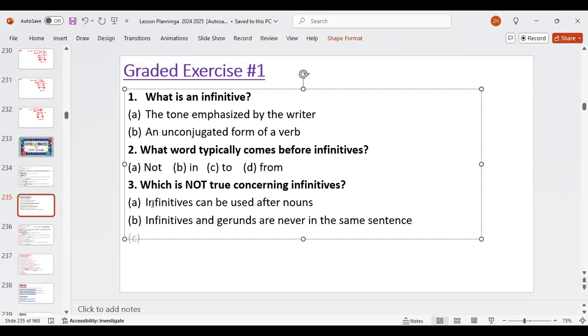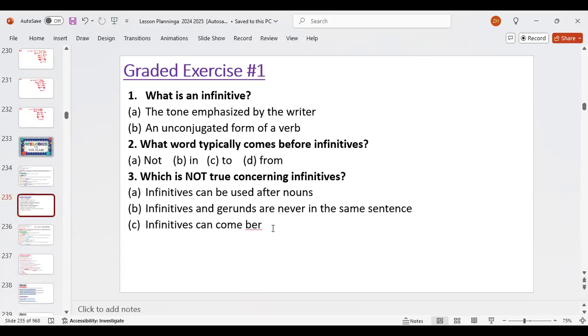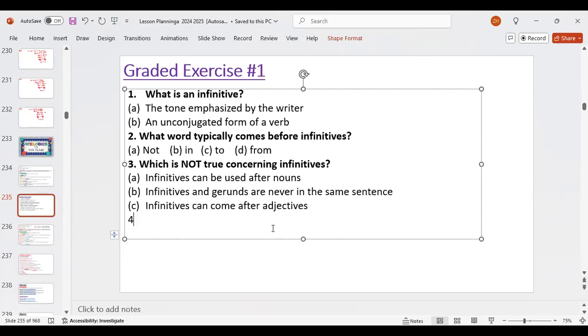Number 3. Infinitives can come before, infinitives can come after adjectives. Number 4.